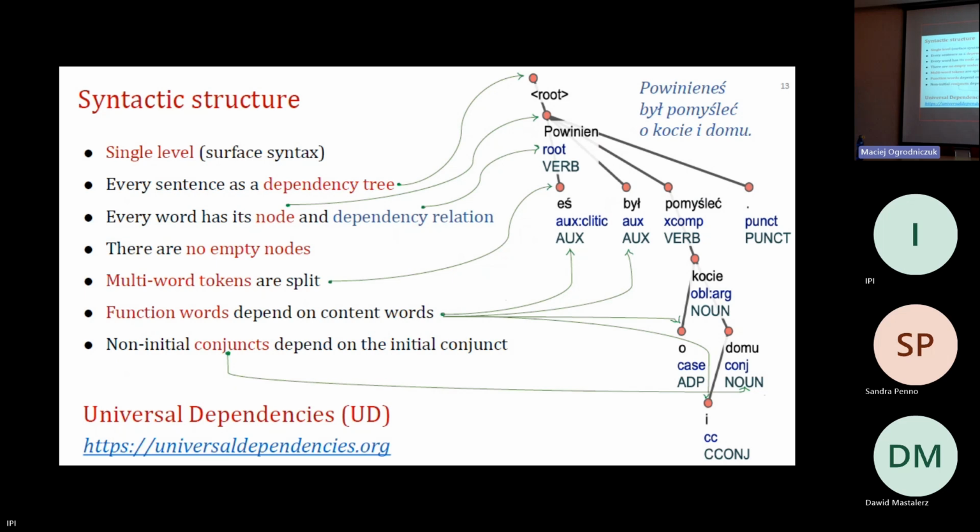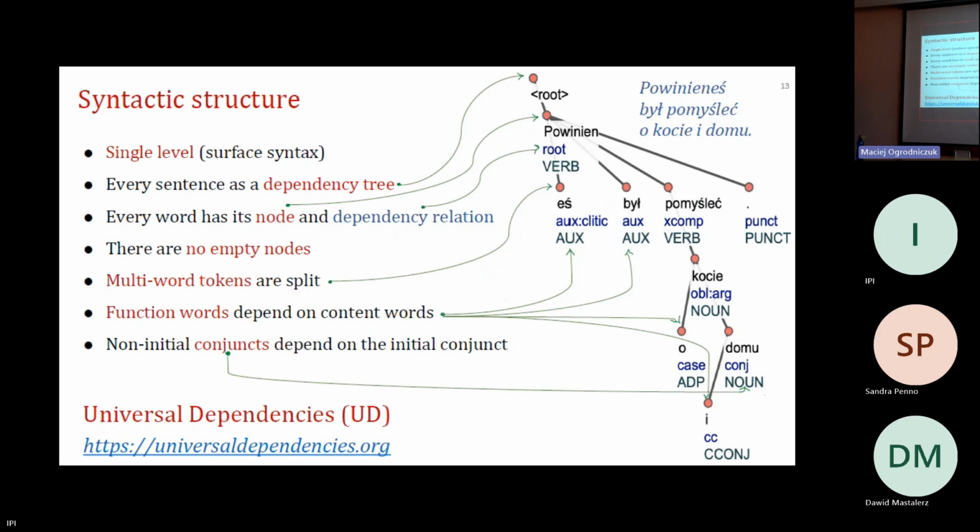Note that powinieneś, "you," has two parts, two syntactic words, and the orthographical word is just one, and it's split into these three. You are probably used to this even in non-UD corpora for Polish, but it's not the case in Czech, where we also have such forms, but traditionally we don't handle it in this way. So for the syntactic structure, for treebanks it's usual that we have just a single level, although the Prague Dependency Treebank has multiple levels.